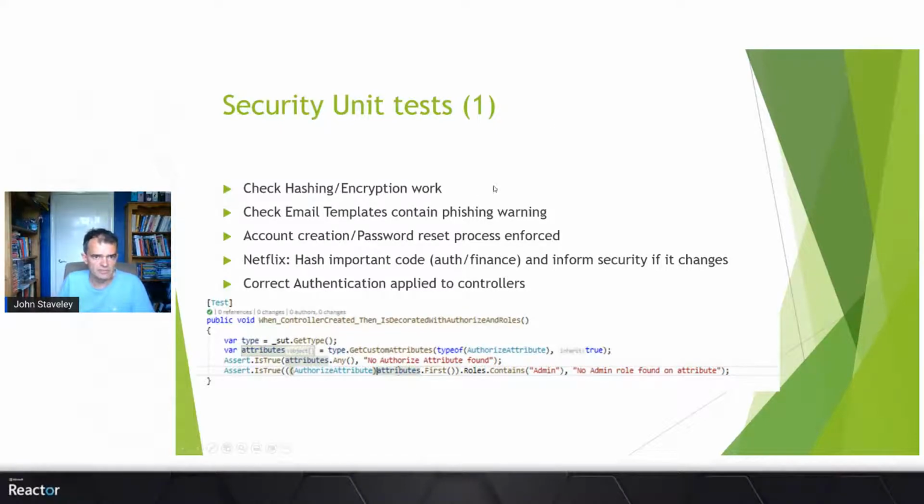Kinds of things you can do with unit tests: check the hashing and encryption work and work reliably. Check email templates contain a phishing warning. Enforce the account creation and password reset process. At Netflix, they hash important code, like the authorization or finance code, so if a developer changes that, it fails that hash and then informs the security team, so they can go in and do an additional check that the logic in there has not changed significantly to create a security vulnerability. And enforce that correct authentication is applied to controllers.